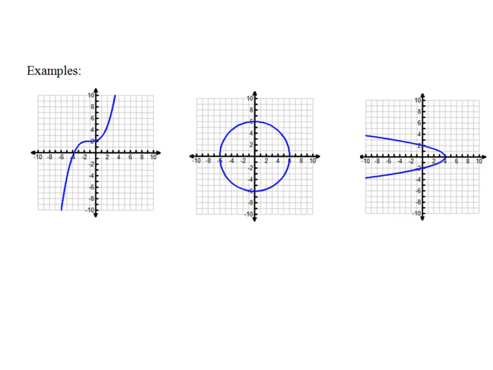Here are 3 examples that we'd like to look at and decide if we have a function or not. Pause the video for a minute and see if you can decide if it's a function or not a function.